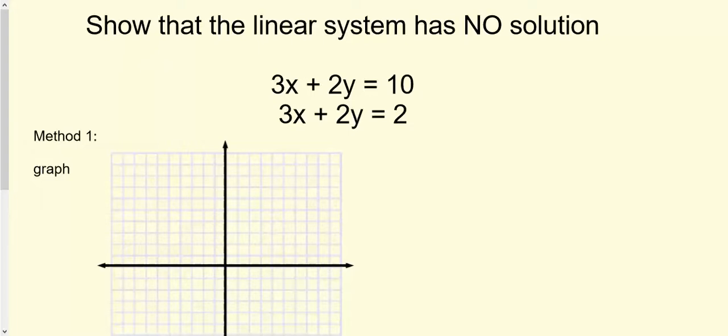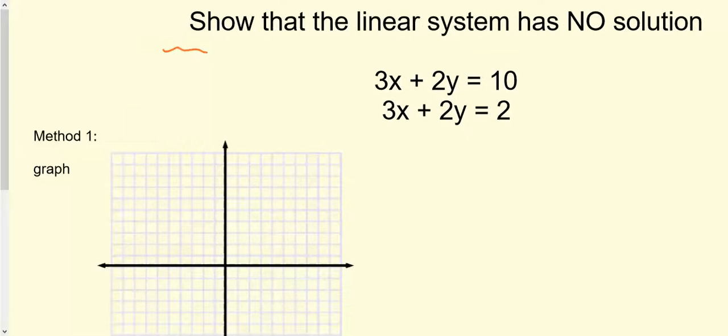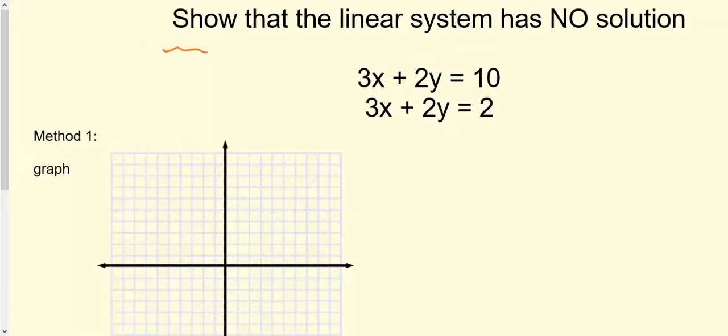Okay, so the system has no solution. Method 1, graph. I'm actually not going to graph these, because I'd have to solve both of those equations for y. It's going to be a lot of work. Rather, I'm just going to use elimination. So I'm going to move this over here, and I'm going to multiply this one by -1.